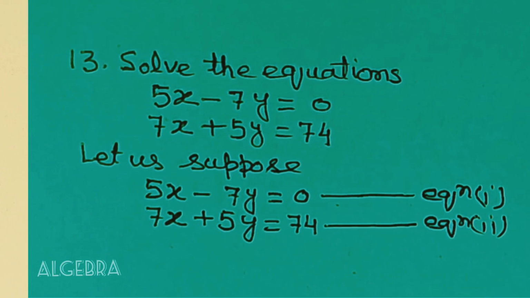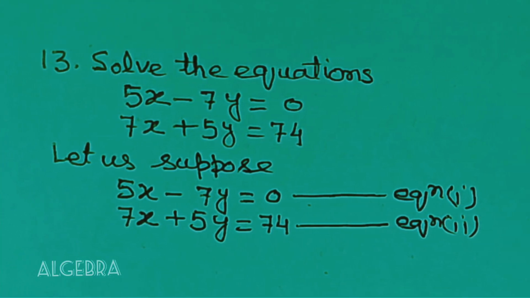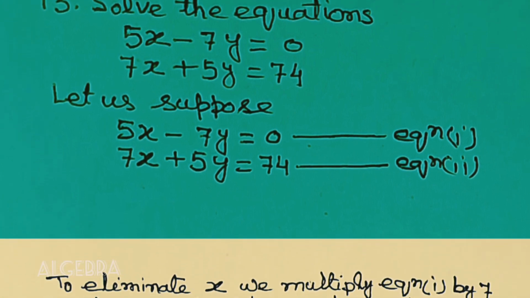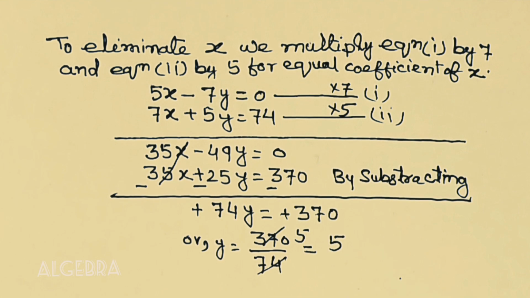13. Solve the equations. 5x - 7y = 0 and 7x + 5y = 74. Let us suppose 5x - 7y = 0 equation 1 and 7x + 5y = 74 equation 2. To eliminate x, we multiply equation 1 by 7 and equation 2 by 5 for equal coefficients of x. So 5x - 7y = 0 multiplied by 7 and 7x + 5y = 74 multiplied by 5. 35x - 49y = 0 and 35x + 25y = 370.